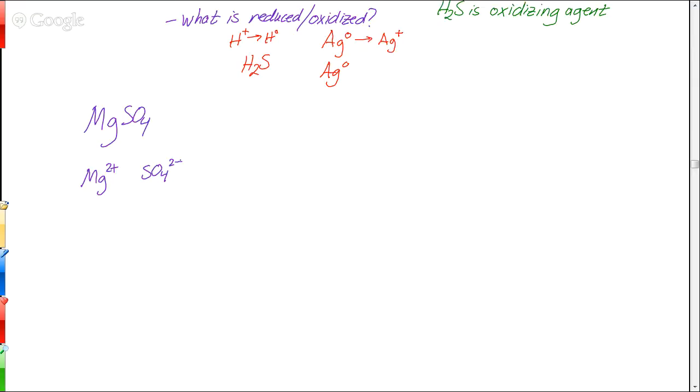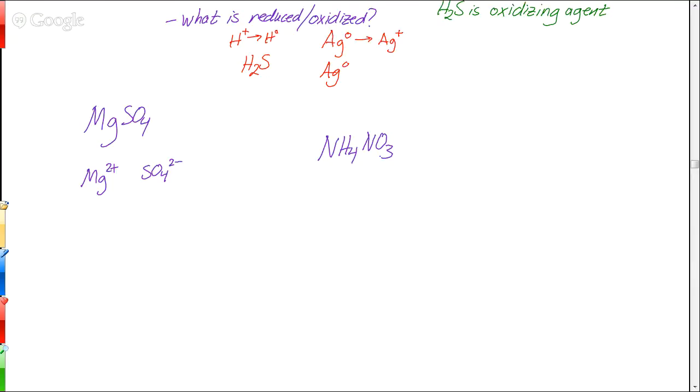Now that we have that, we can also assign the oxidation states. Actually, let's use a different example. Let's look at ammonium nitrate, because it's a little bit trickier of an example. Ammonium nitrate is NH4NO3.